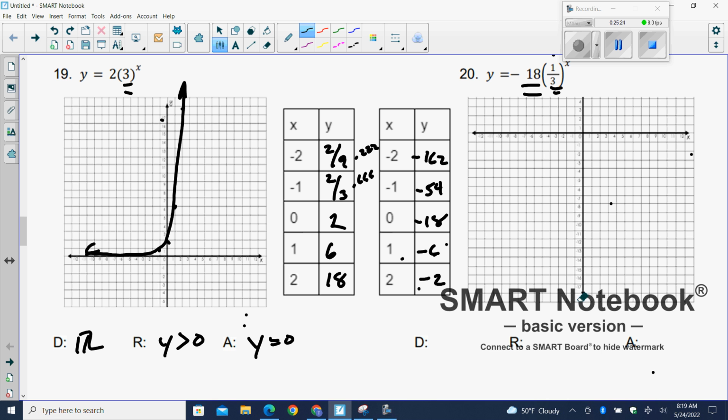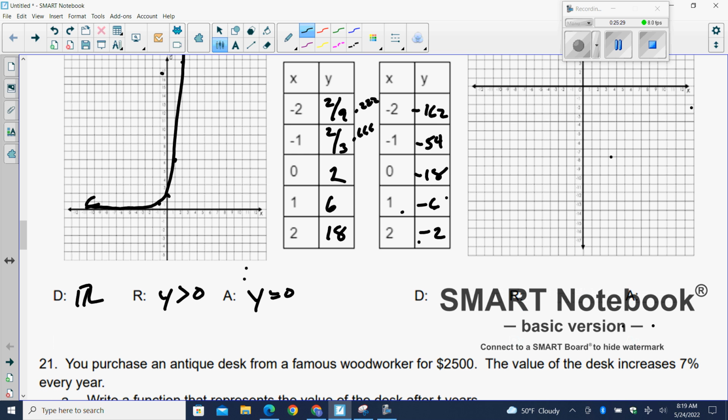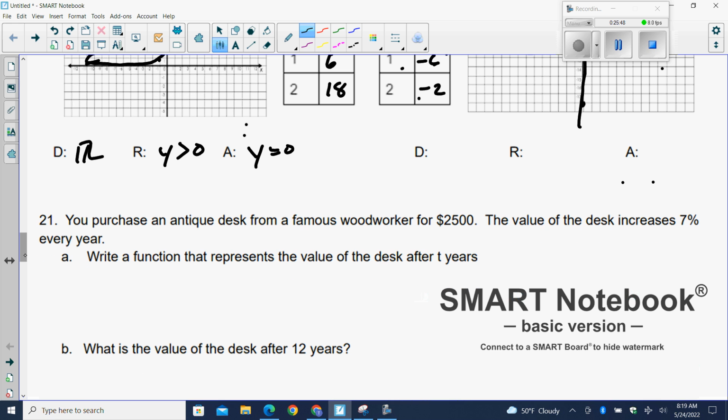When x is 0, y is a negative 18. When x is 1, y is a negative 6. When x is 2, y is a negative 2. When x is 3, y is really, really small, and we get that. Domain, all real numbers. Range, y is below the x-axis, so y is less than 0. Asymptote, y equals 0.